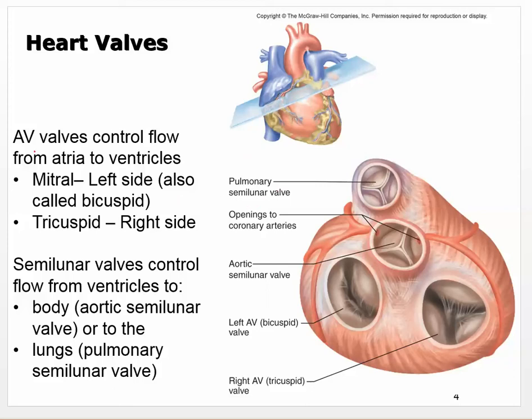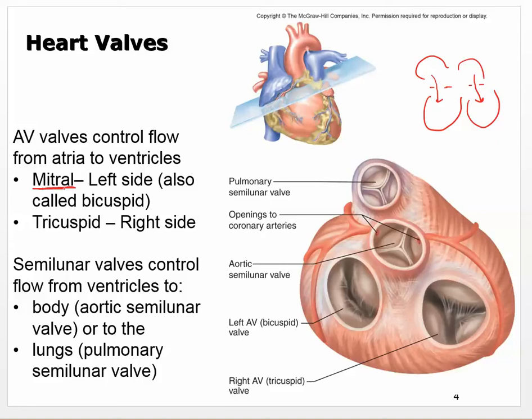So if we start with the valves between the atria and the ventricles, they are called atrioventricular valves. Blood is going to flow from the atria into the ventricles, and it flows through the atrioventricular valves. So there's a left AV valve and a right AV valve. The left AV valve is usually just called the mitral valve.